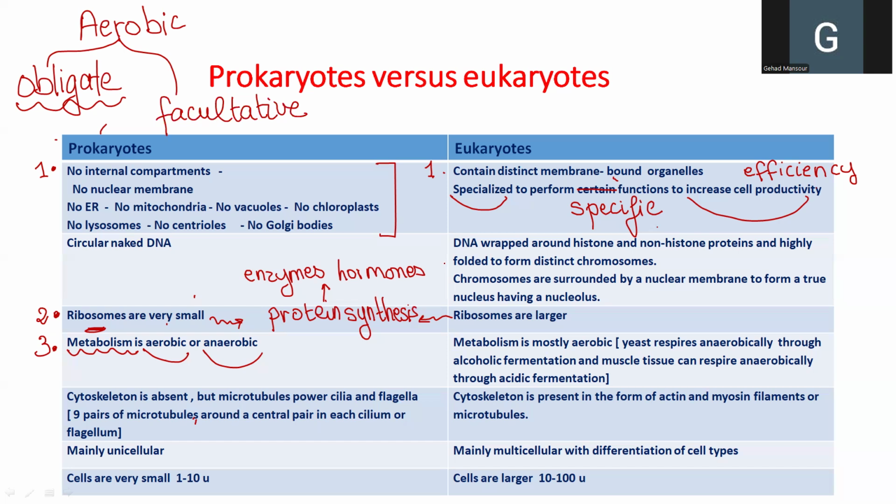Facultative means that under certain conditions, the organism can respire in a different manner. And it is usually an aerobic organism that can convert its metabolism into an anaerobic one. For example, when we look at the eukaryotes, the metabolism is mostly aerobic. But some eukaryotic organisms like yeast, which, by the way, is a one-celled fungus, can respire anaerobically through alcoholic fermentation. But even inside the human body, muscle tissue can respire anaerobically under certain conditions, in severe muscular exertion, when the input of oxygen to the muscles is less than what the muscles need.